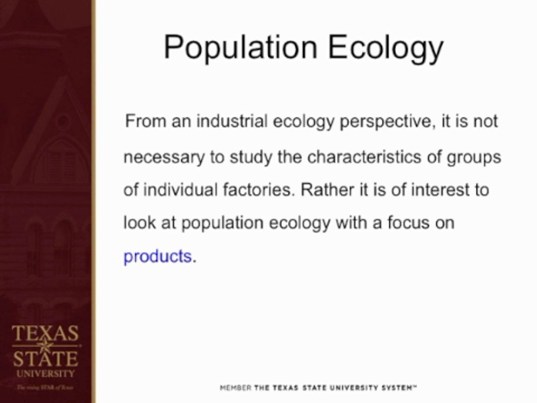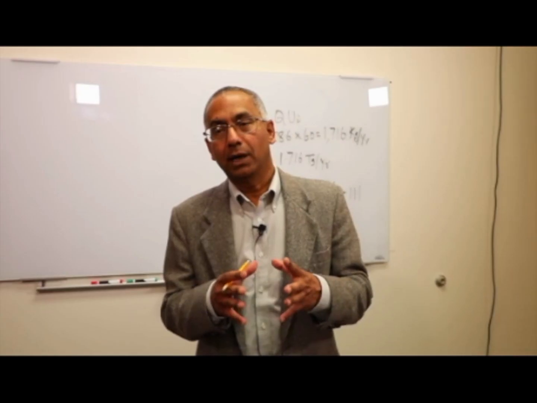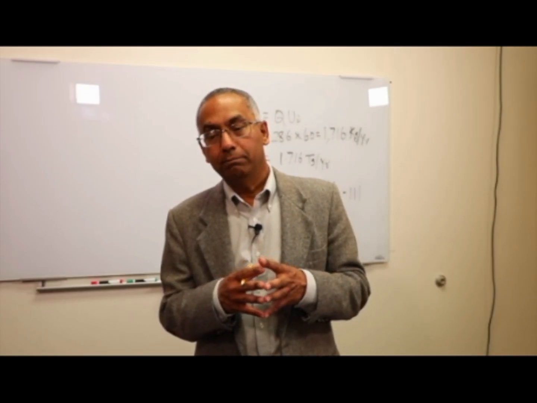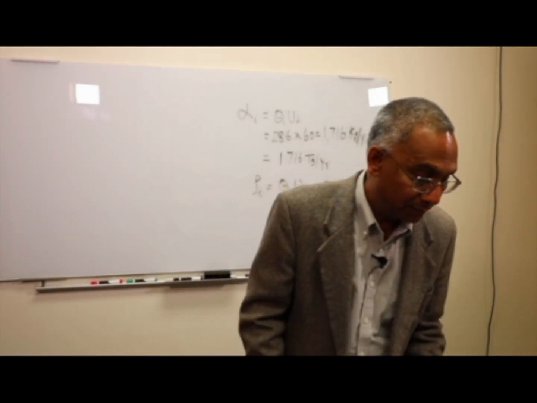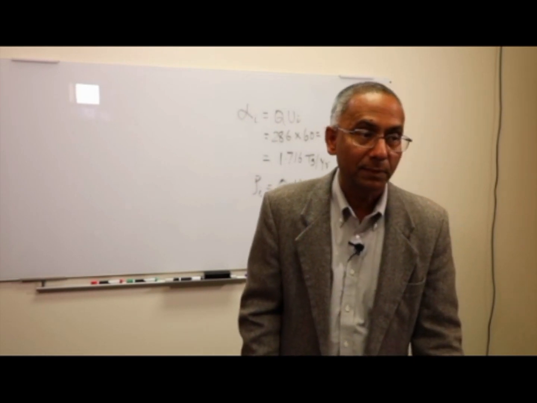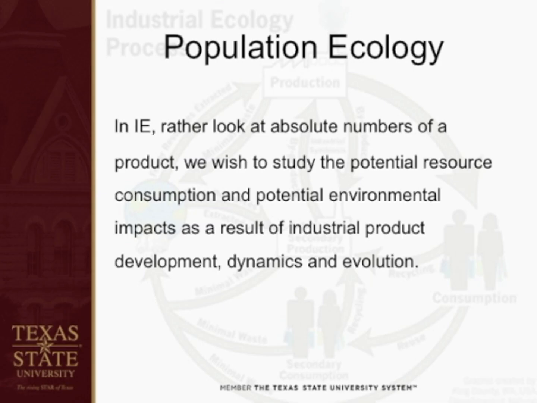So what we do here instead is we don't focus on the factory, we focus on what the factory does, which is produce products, because it's products that's the key thing around which a factory is designed and built. Now, even when we talk about products, we don't care so much for the absolute number of products made. We care to know what is the potential resource utilization, and then the potential environmental impact because of this product design, development, and evolution.